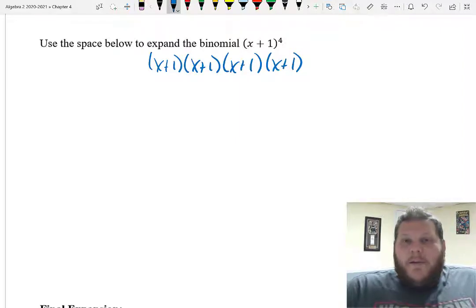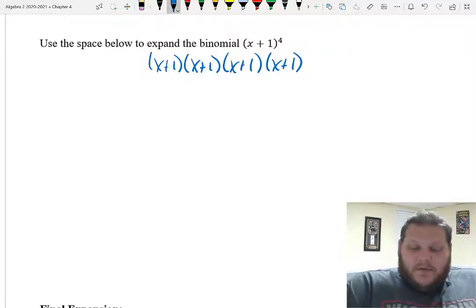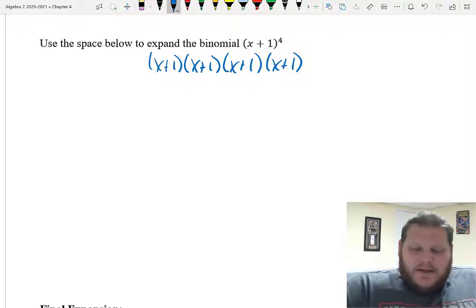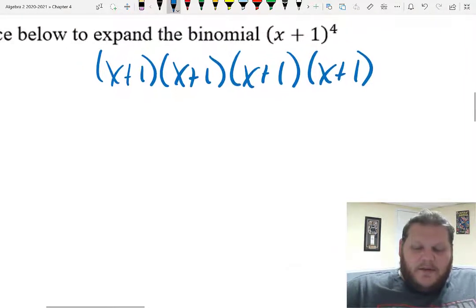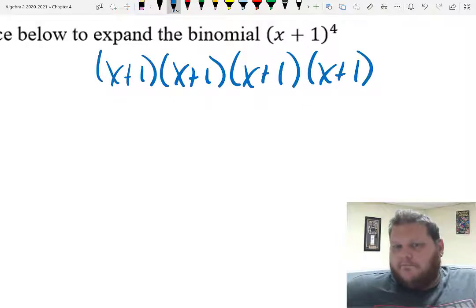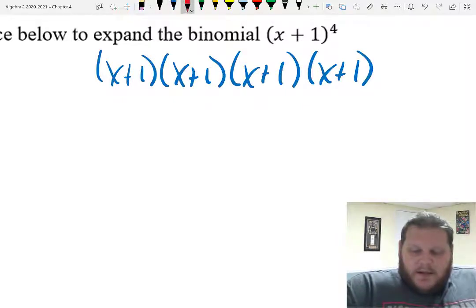So what I would suggest, since there are 4 of them, is I'm going to multiply 2 of them together at a time, and then multiply those 2 parentheses together afterwards. You also could FOIL together 2 of these, multiply the 3rd one in there, and then multiply the 4th one into that result. That's perfectly acceptable as well. But especially in this case, since we have the same thing to the 4th power, if I multiply 2 of these together, I know I get the same thing as multiplying the other 2 together. So I'm going to go ahead and do that here.